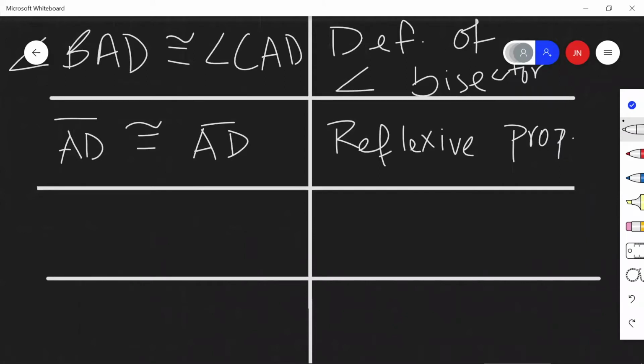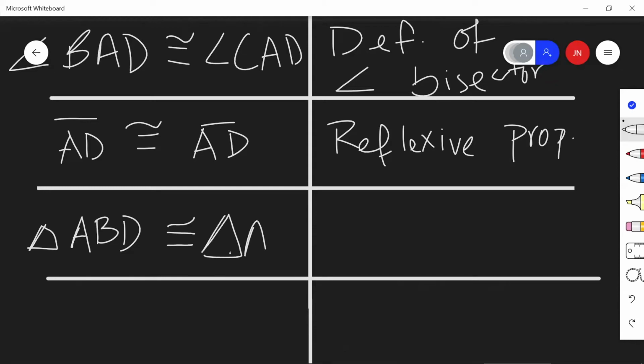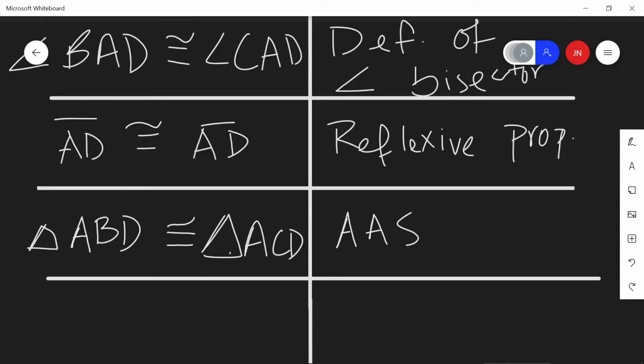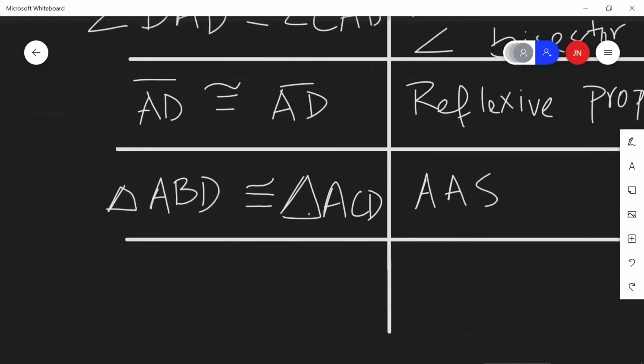So both the triangles, triangle ABD is congruent with the triangle ACD. So let's write down triangle ACD. And it's given through the angle side postulate, which we already looked at. Now we have a congruent triangle.